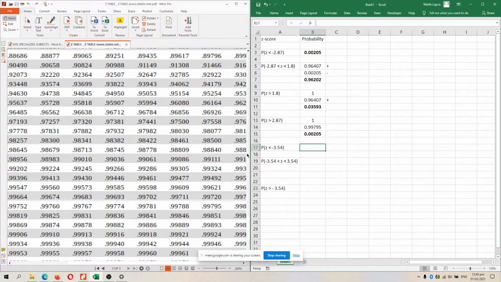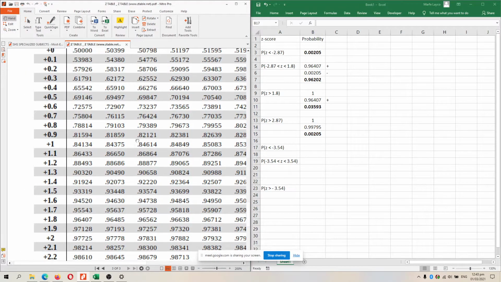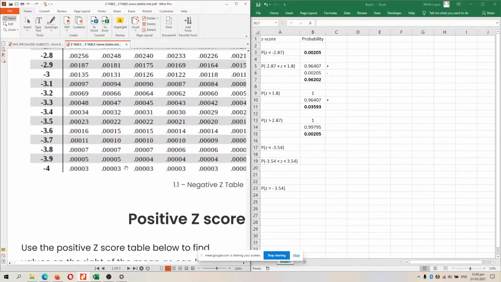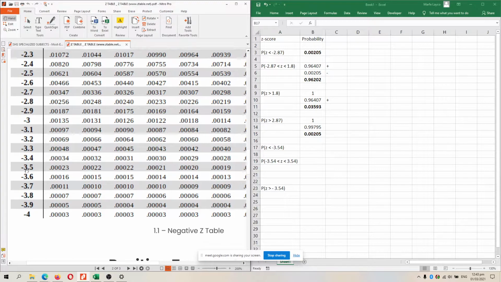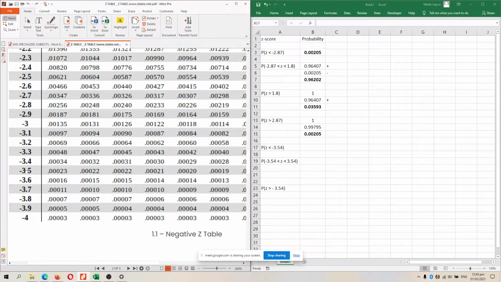So, kunin na natin. Since negative 3.54, pupunta tayo doon sa negative z-score table. So, negative z-score natin is 3.54. So, 3.5, dito siya, at ang column natin is 4, kasi 3.54. So, 0, 1, 2, 3, and 4. Saan siya? 0.00020. Yan.